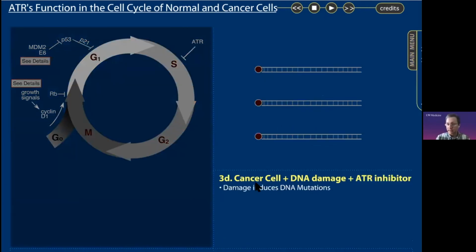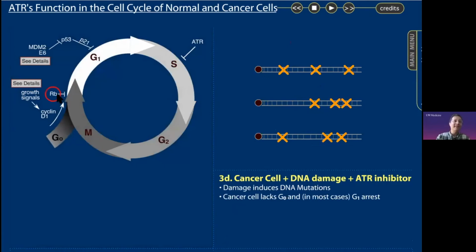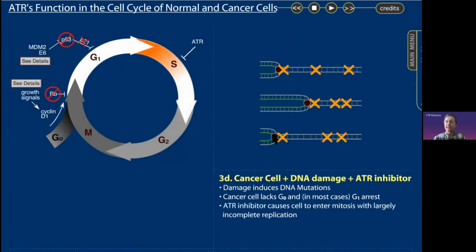Now we're going to put all this together. We've got a cancer cell with DNA damage and the ATR inhibitor. So the same amount of damage as usual, but the cancer cell lacks these early and mid cell cycle controls here. So again, we enter S phase with lots of damage on board. There's plenty of ATR to come in and sense this problem here and bind.